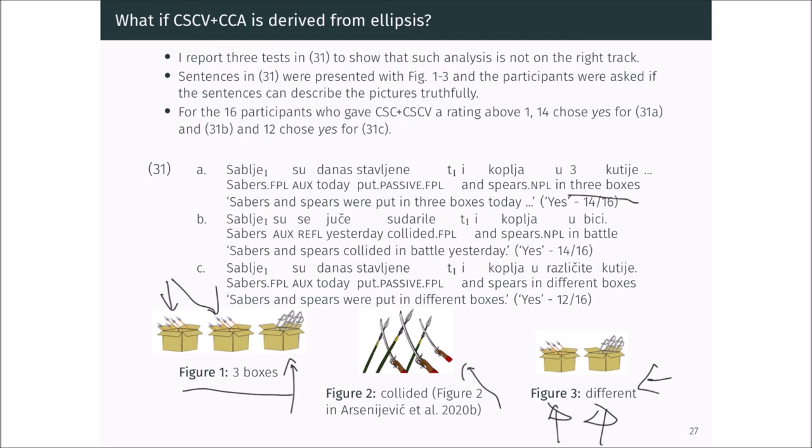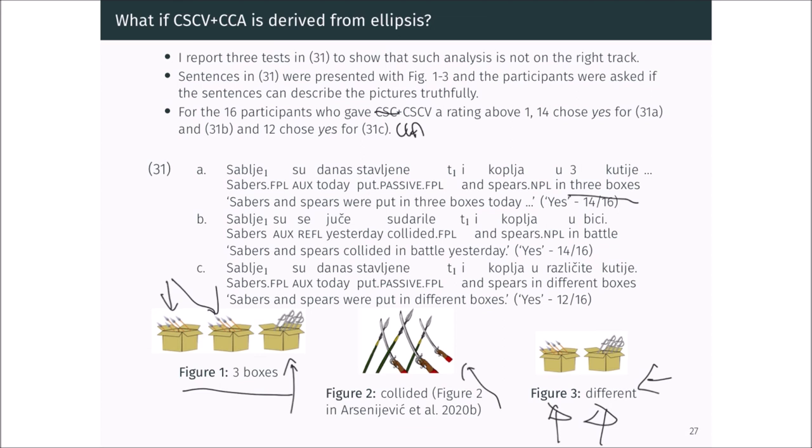So out of the 16 participants who gave CCA and CSCV a rating above 1, 14 chose yes for 31A and 31B, and 12 chose yes for 31C, which means that the majority of the participants can accept these three readings with CCA plus CSCV, which indicates that ellipsis cannot be the story behind CCA plus CSCV.